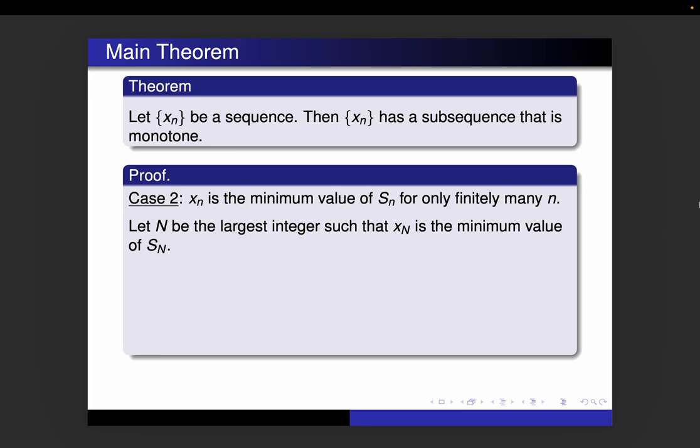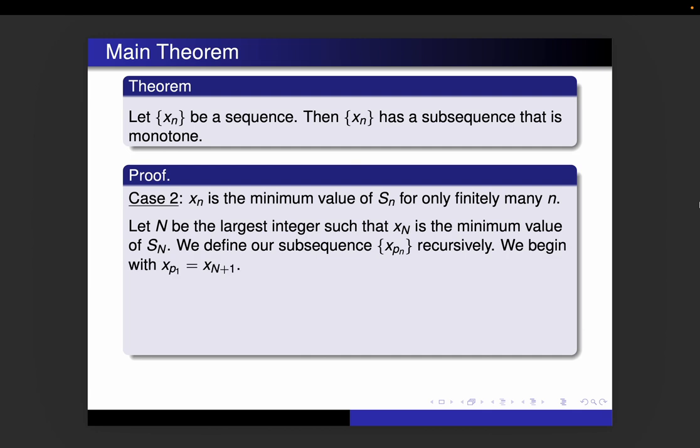Here, we're going to let big N be the largest integer such that xn is the minimum value of Sn, and we're going to define our subsequence recursively. Again, we gave the recursive definition before. x sub p1 is going to be x sub N plus 1. And every time we've defined x sub pn, we note that pn is bigger than N.